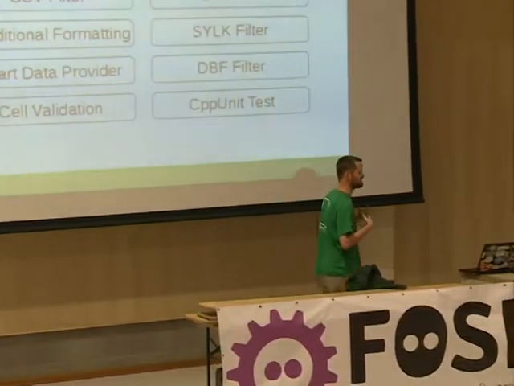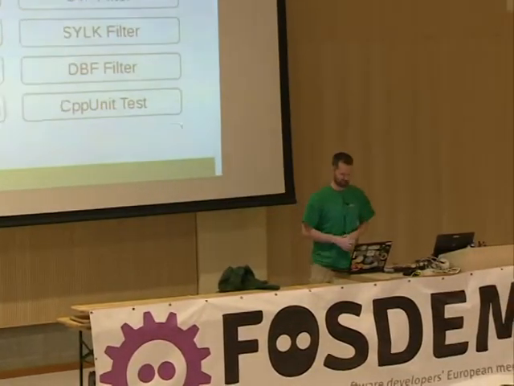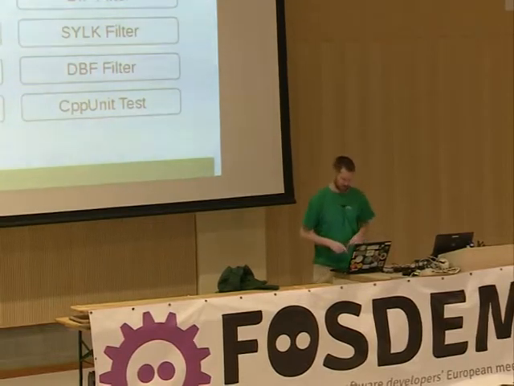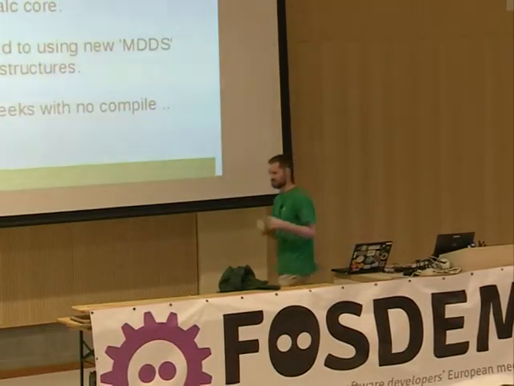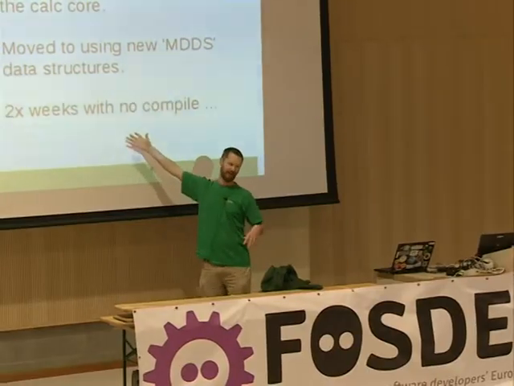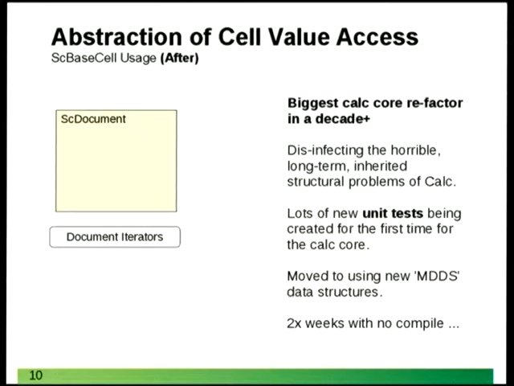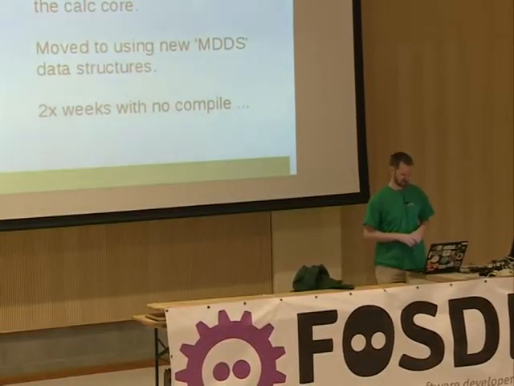And so when we realized that this is something we need to improve, there was quite a significant amount of work. Kohei managed to spend two weeks with it not even compiling, after doing a whole load of incremental work to get to the point that he had to do the last two-man-week chunk to get rid of this, and managed to finally isolate all of that in these document iterators, so that the iterators knew about the structure, but the rest of the code didn't, which is a pretty useful place to be. So, disinfecting lots of that structural stuff and writing unit tests.